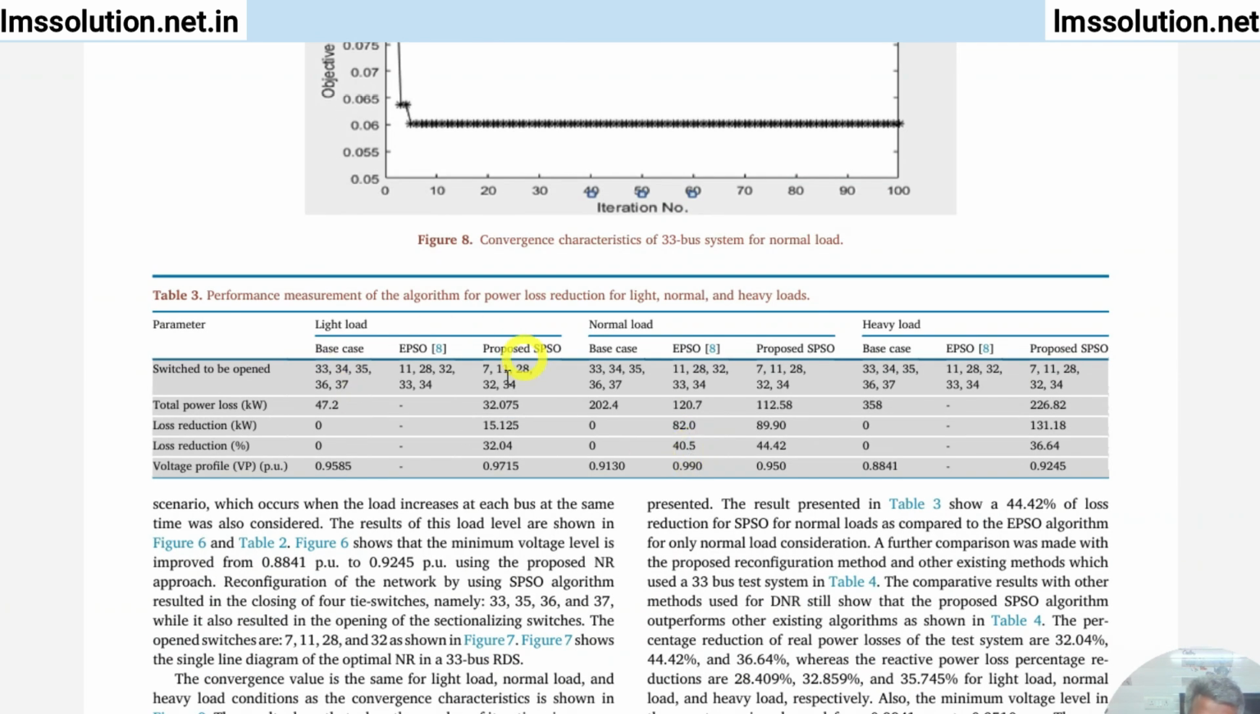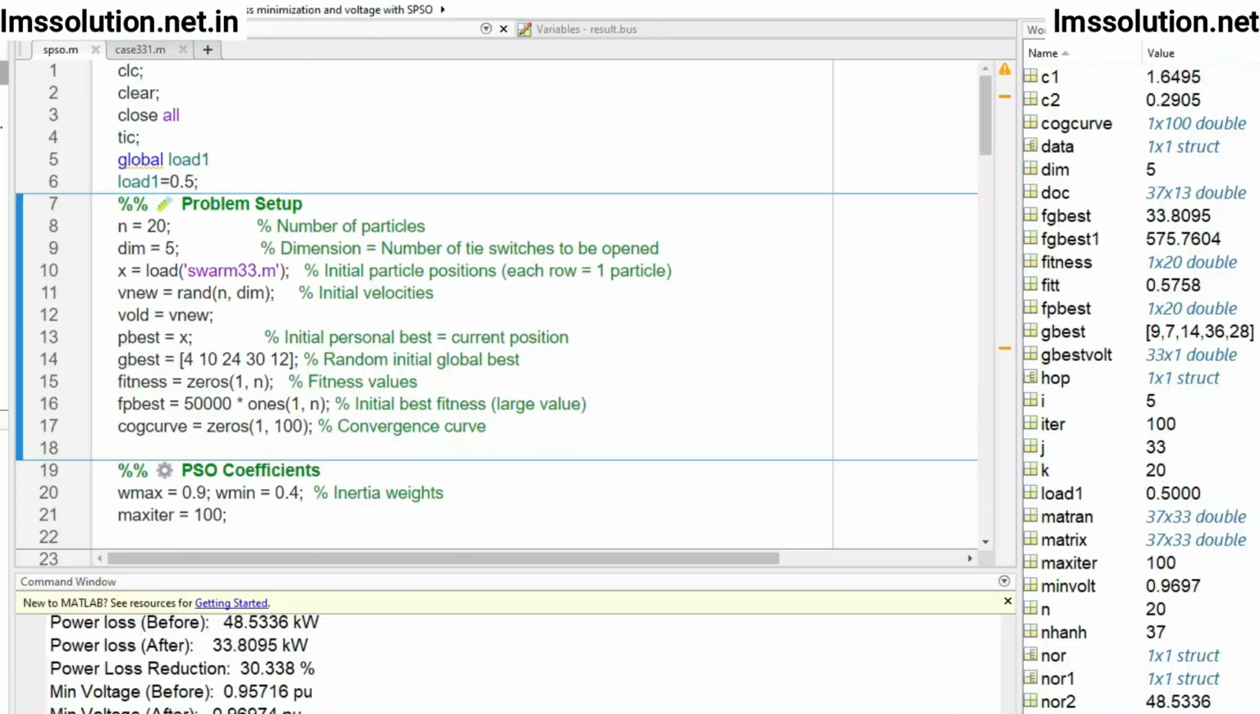They find this out from selective particle swarm optimization. So we are going to implement this same logic in MATLAB here. So I am going to the MATLAB program. So here you see that, right. In order to implement this program we need MATPOWER. Okay, so here we have MATPOWER tools.